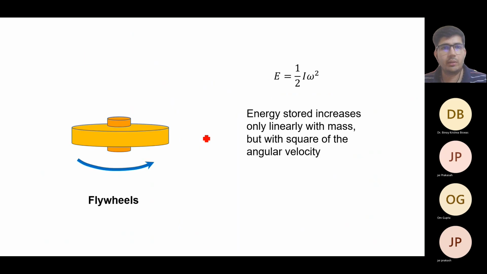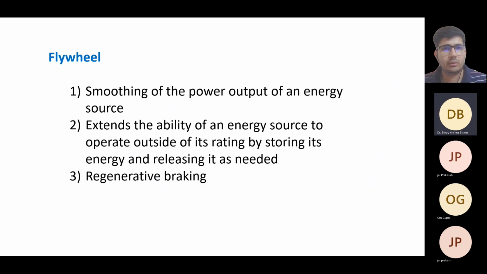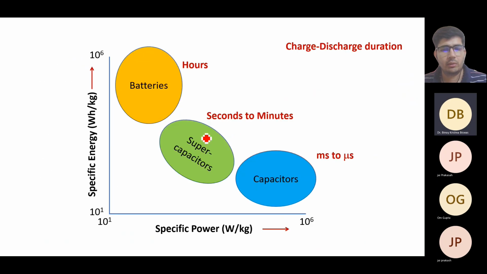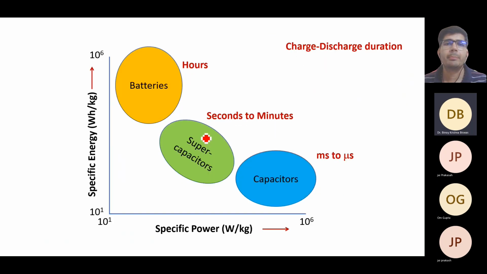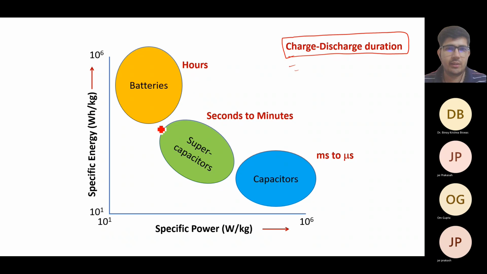I think this will address your doubt. Capacitor and supercapacitor, out of that, which one is fast charging? You can see the charge discharge duration. The supercapacitor takes seconds to minutes, and the capacitor takes milliseconds to microseconds. So the capacitor is charging in milliseconds or microseconds and also discharging in milliseconds and microseconds. So the faster charging will be for capacitors.